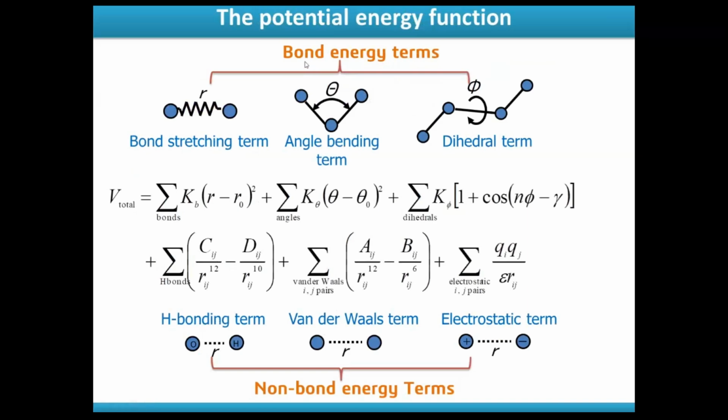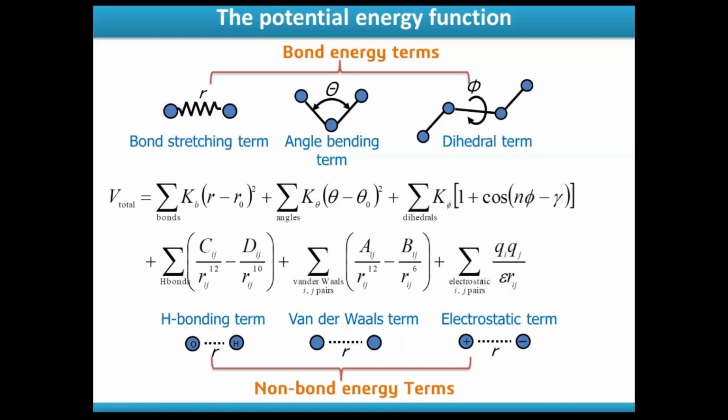We have the bond energy terms, which include the bond stretching term, angle bending, and dihedral term. They have these mathematical equations here. For a particular set of atoms, for example two atoms in this case, you may observe the bond stretching behavior, angle bending behavior, or rotation around a bond, which is the dihedral term. All these are represented in terms of mathematical equations here.